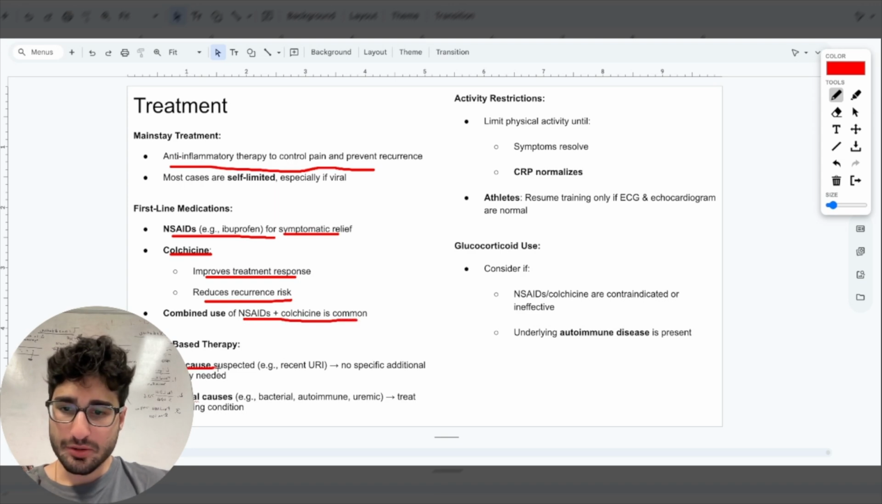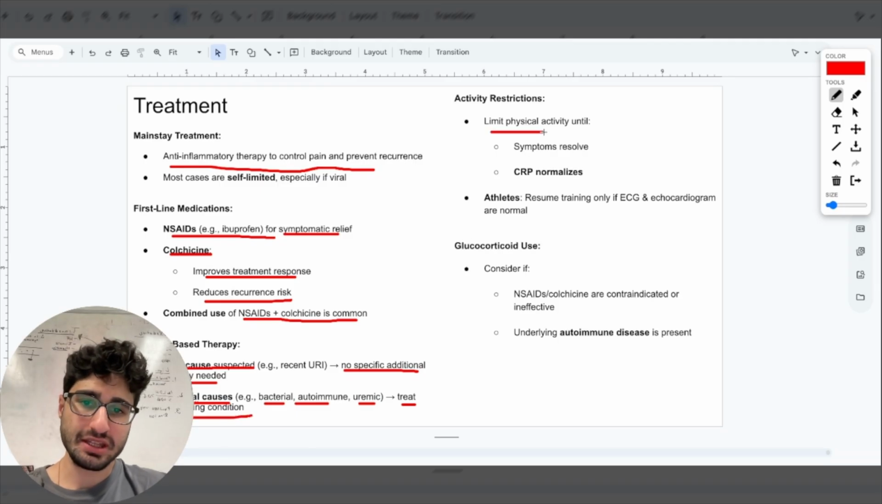Viral cause is going to be the most common etiology of pericarditis. And if the cause of the pericarditis is viral, then we're not going to need additional therapy, but we need to look out for additional non-viral causes of pericarditis like bacterial, autoimmune, uremic. And then if there is a non-viral cause, then we need to treat the underlying condition as well.